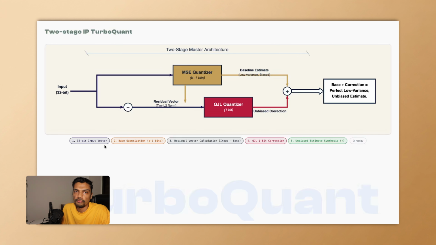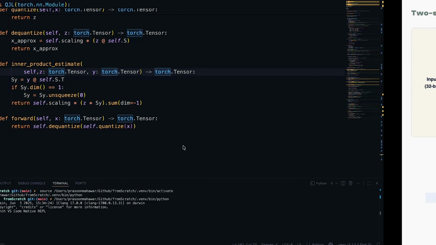The final estimate of y, x is y, x-MSE, the reconstruction of x from the MSE quantizer, plus the QJL estimate. The first term has bias but low variance. The second term removes the bias: QJL is unbiased, while adding controlled variance that's small because the norm of r is small. Together, unbiased and low variance at b bits total. So now let's write the complete class of TurboQuant inner product, the solution of this paper.